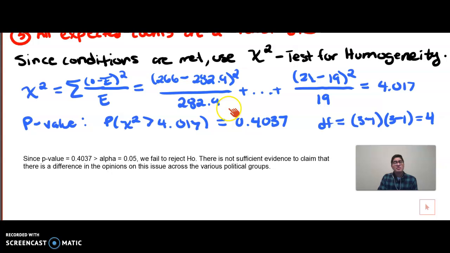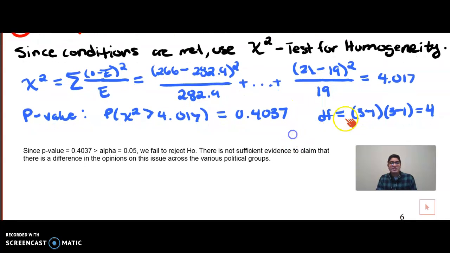So just some things to highlight here is that each of these sections, each of these fractions, this is what we call a contribution to the test statistic. The actual test statistic is the total summation of these contributions, but each little cell here, those differences, are what we call the contribution to the test statistic. And then next up, degrees of freedom.